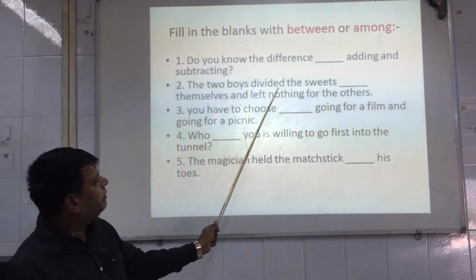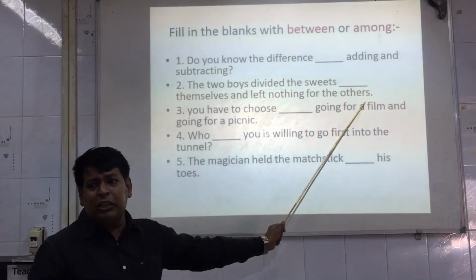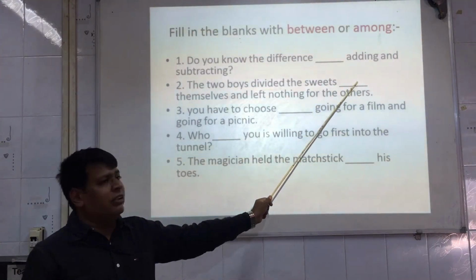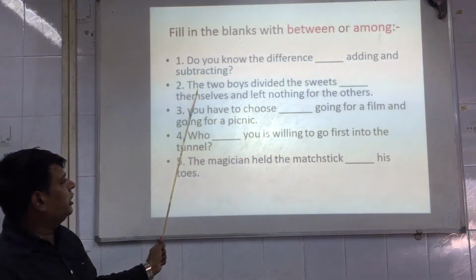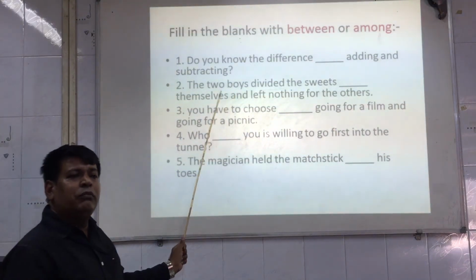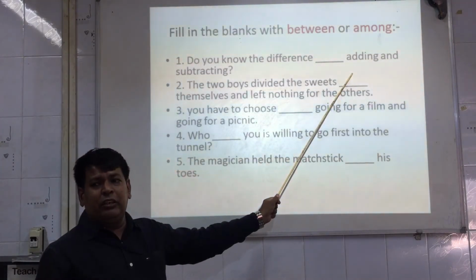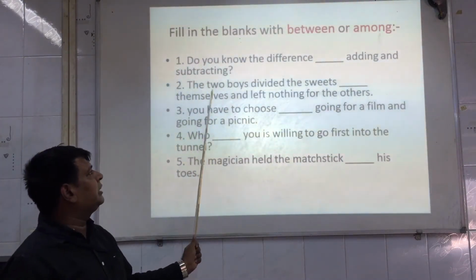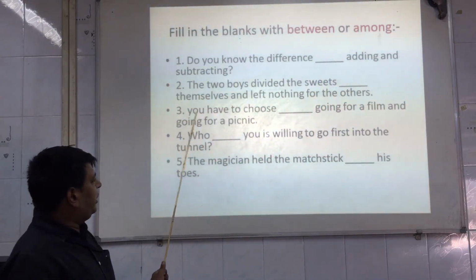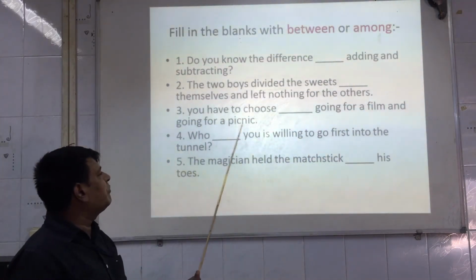The two boys divided the sweets dash themselves and left nothing for the others. So now tell me, students, which preposition will come over here? Yes, between. Why? Because when we talk about two people, that is two boys, or two places or two things, we use the preposition between here. Third one, see, you have to choose dash going for a film and going for a picnic.